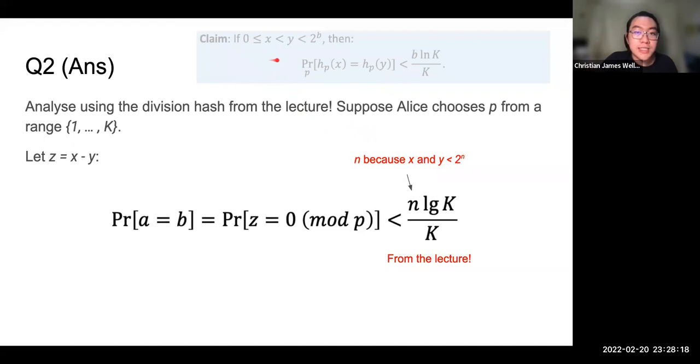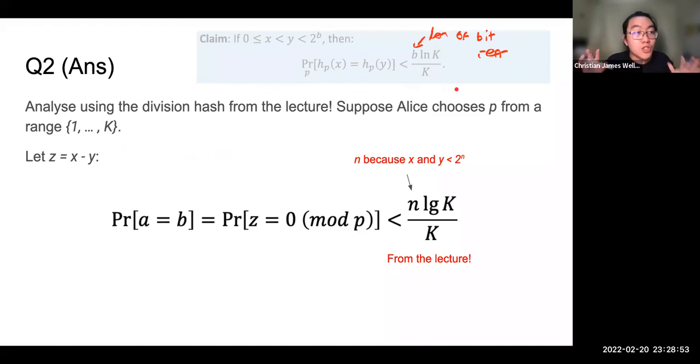The claim in lecture says that if you're given numbers X and Y in a range where the highest number is 2 to the power B, where B is the length of the bit representation, then the probability that their hashes are equal, or equivalently A equals B over here, is upper bounded by B, the length of the bit representation, times ln k, over k, where k is the number that we choose here.